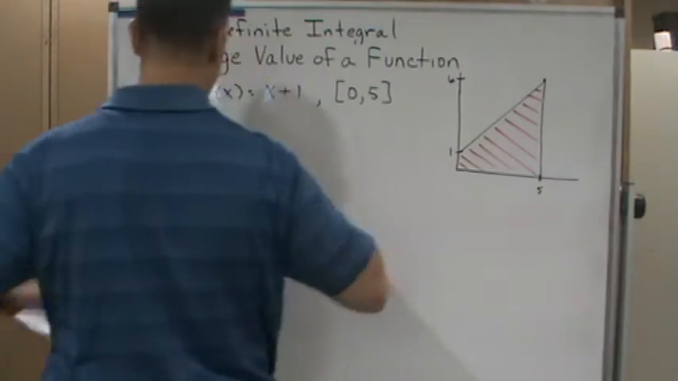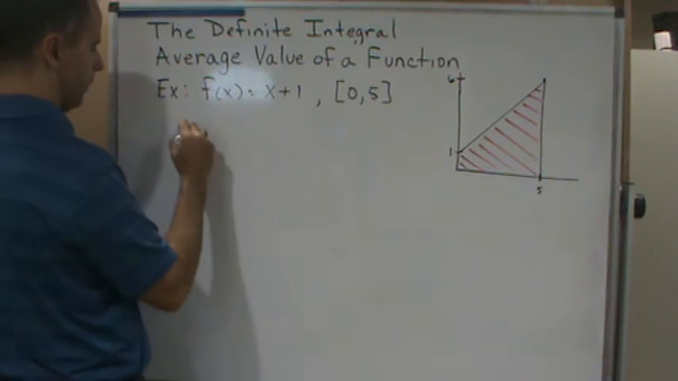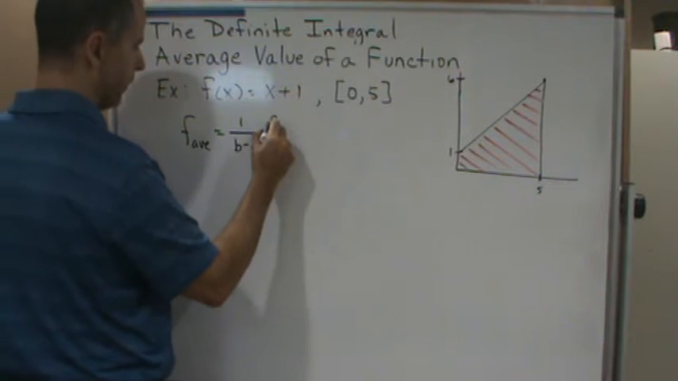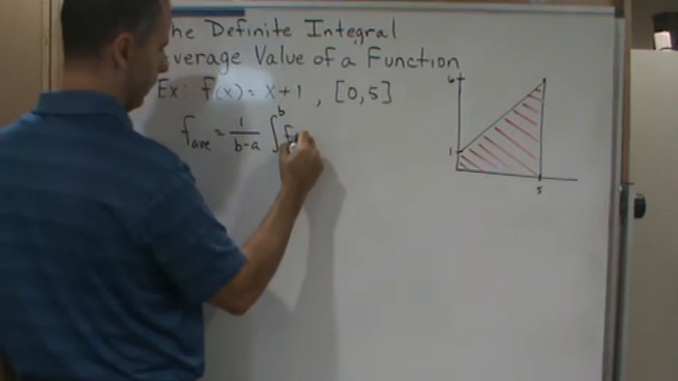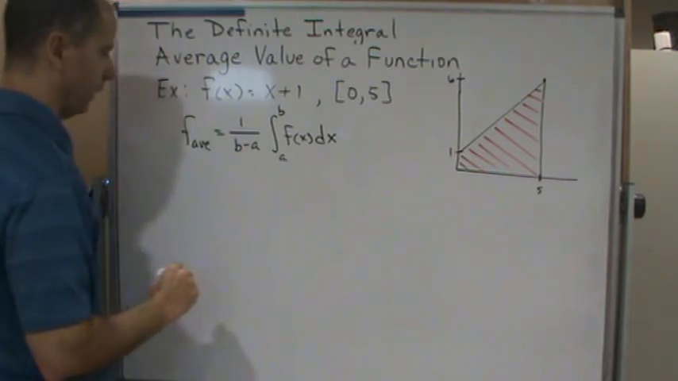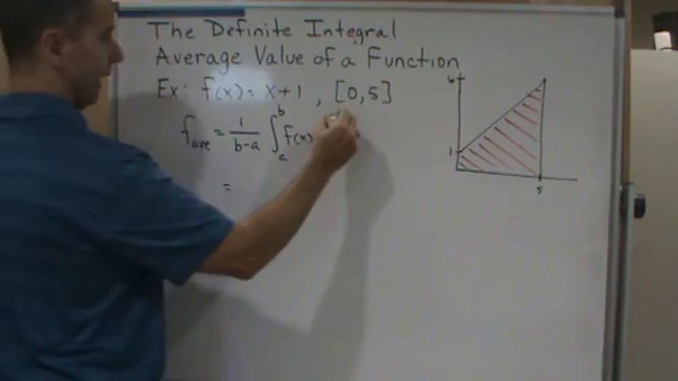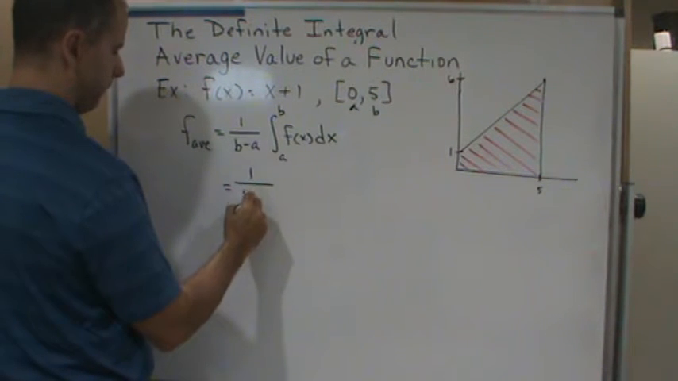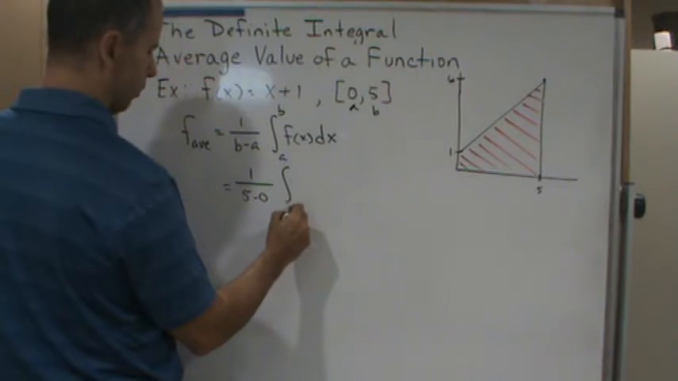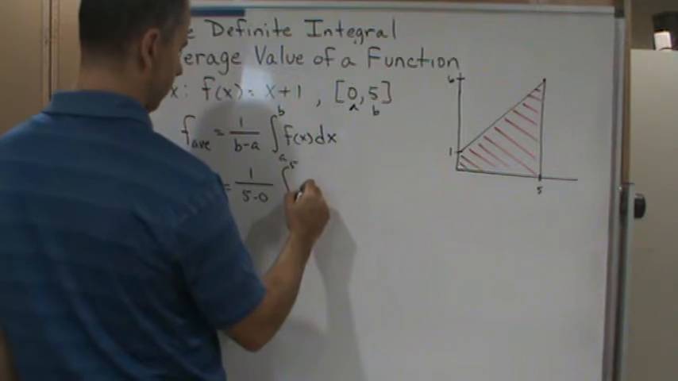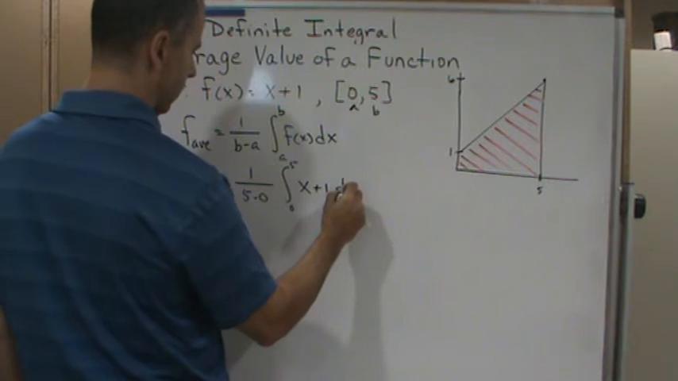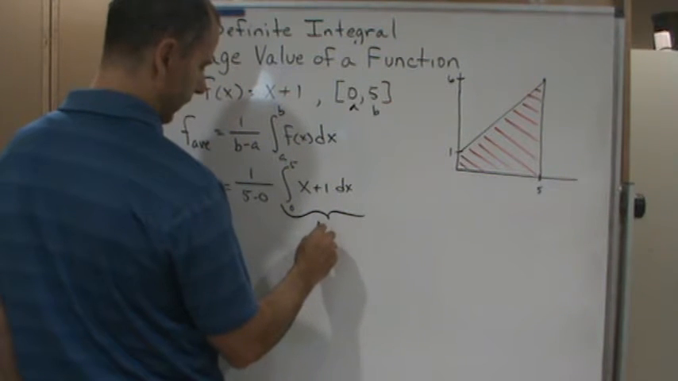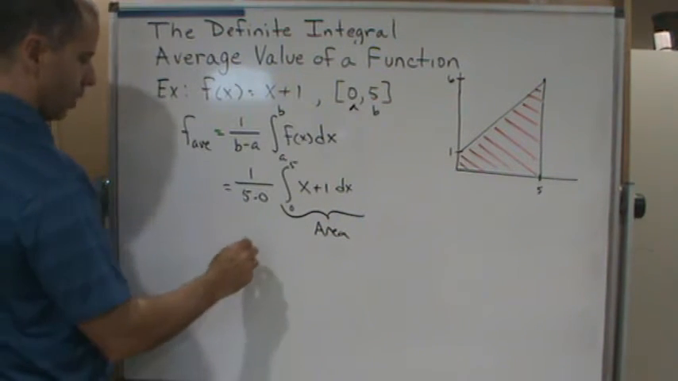Okay? But to find the average value of the function, we just have to remember that f average is equal to 1 over b minus a times the integral from a to b of f of x dx. Now, in this case, a is 0, b is 5. So this is going to be 1 over 5 minus 0, the integral from 0 to 5 of x plus 1 dx. Now, this piece here is, remember, area. Okay? So we've got to find the area.